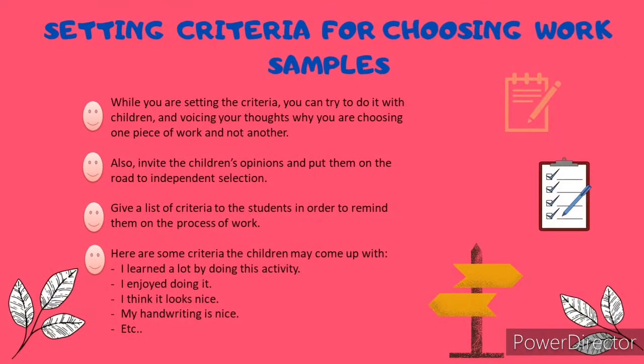You should set criteria for choosing work samples. While you are setting the criteria, you can try to do it with children, voicing your thoughts on why you are choosing one piece of work and not another. Also, invite the children's opinions and put them on the road to independent selection. Give a list of criteria to the students in order to remind them of the process of work.